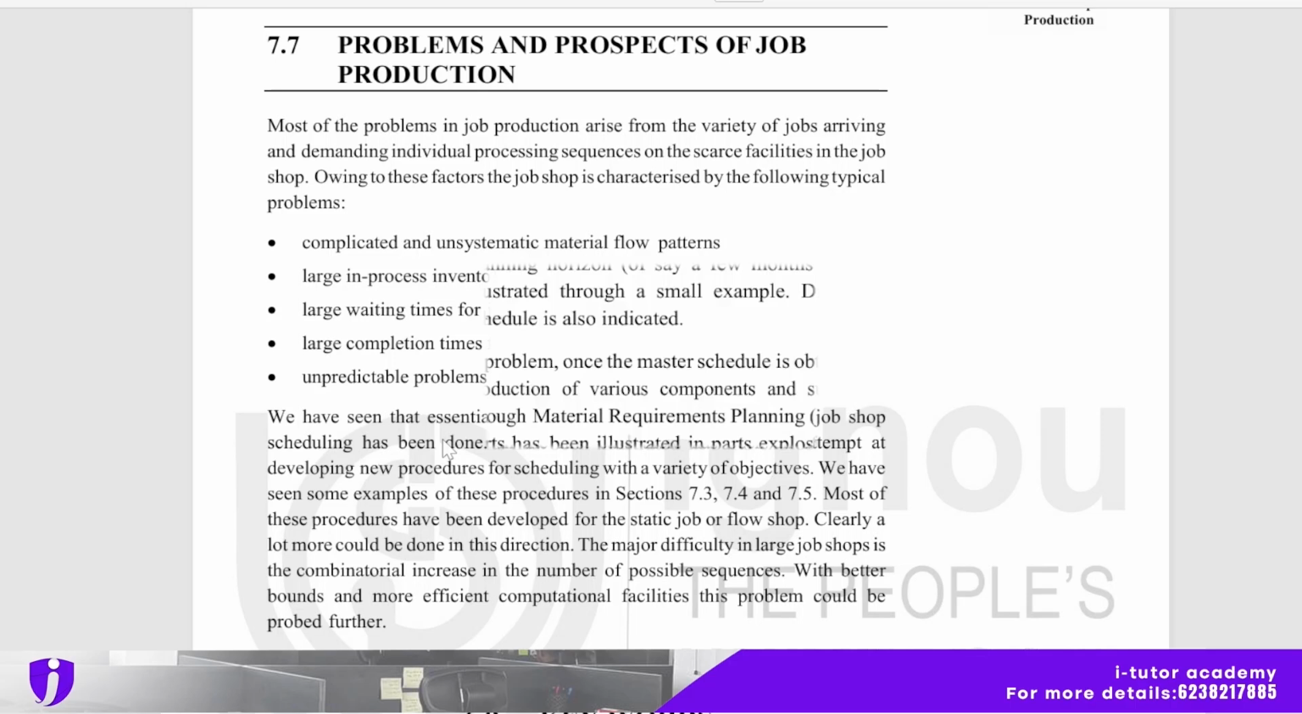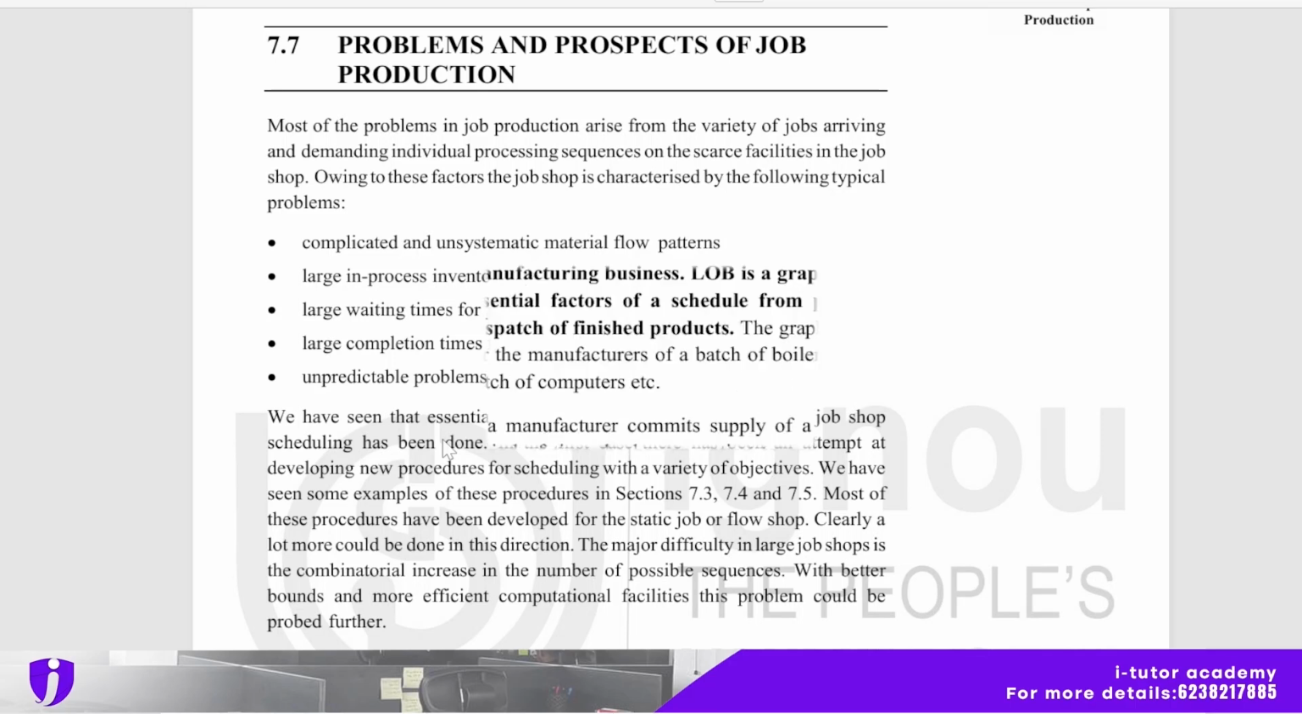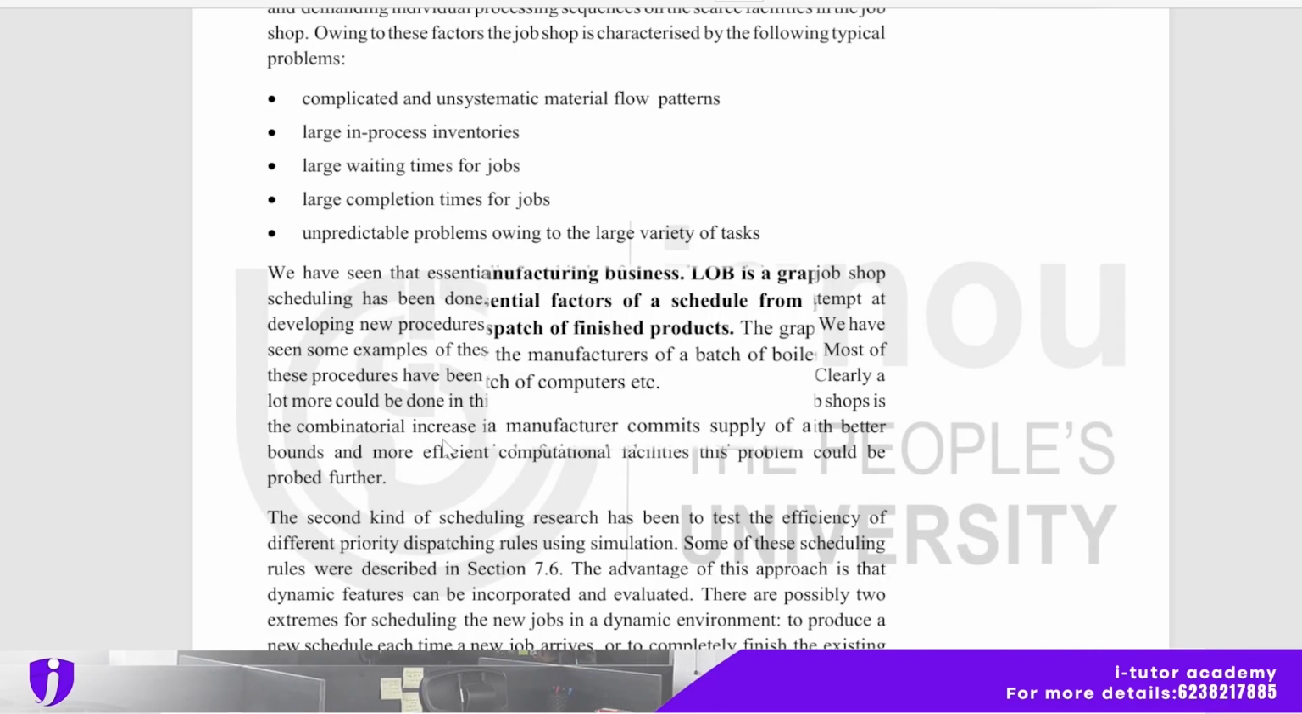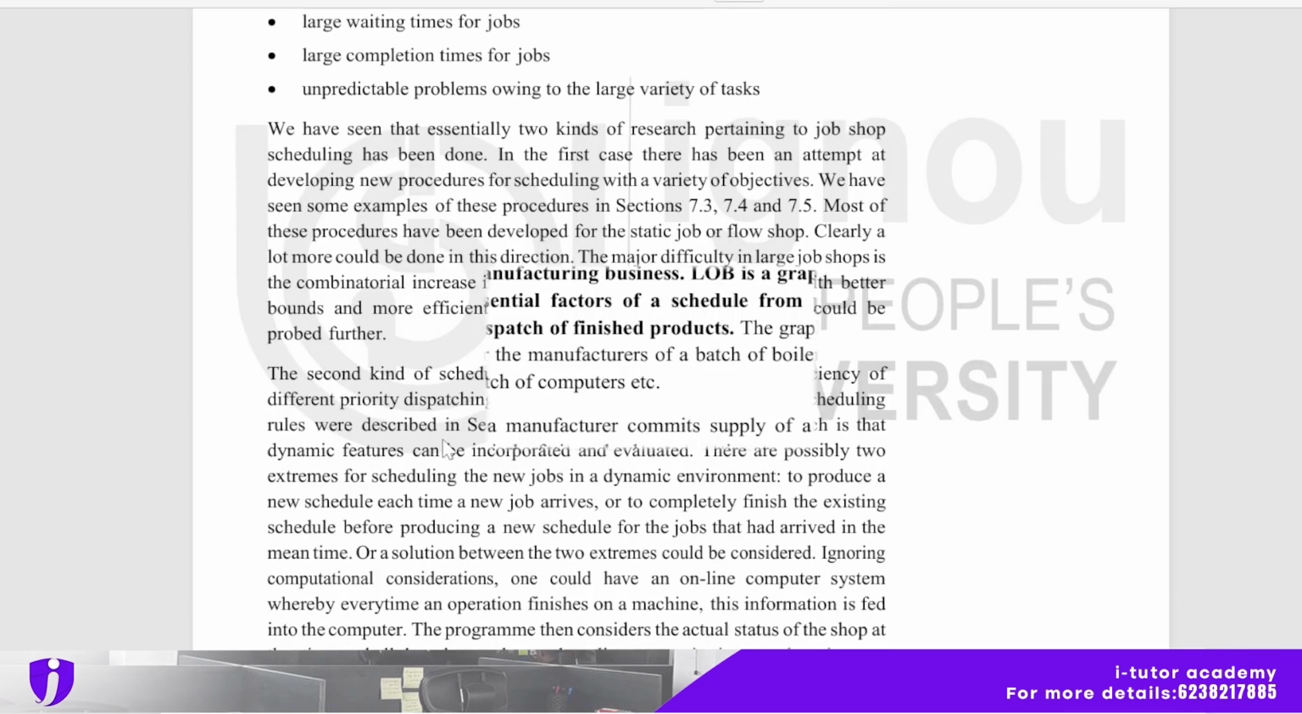Most of the problems in job production arise from the variety of jobs arriving and demanding individual processing sequences on the scarce facilities in the job shop. And owing to these factors, the job shop is characterized by the following typical problems: a complicated and unsystematic material flow pattern, large in-process inventories, large waiting time for jobs, large completion time for jobs, and unpredictable problems owing to the large variety of tasks.